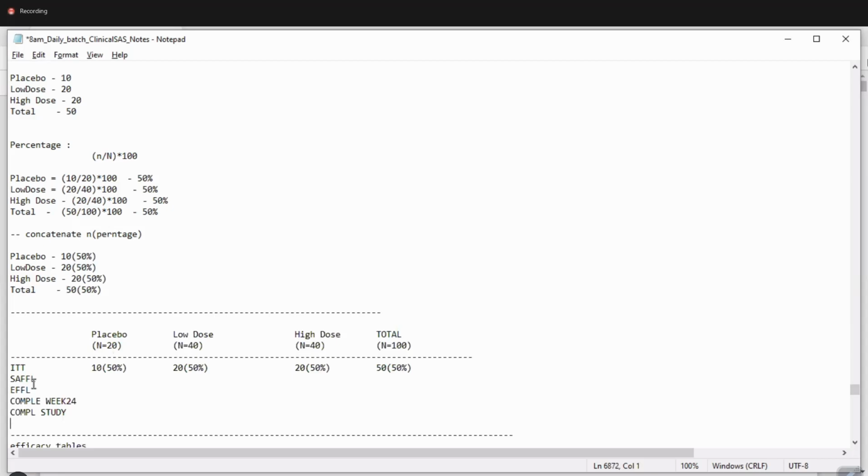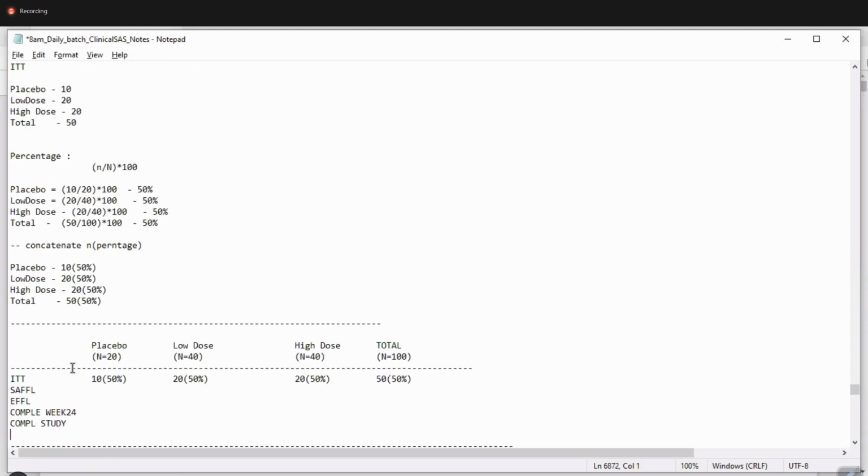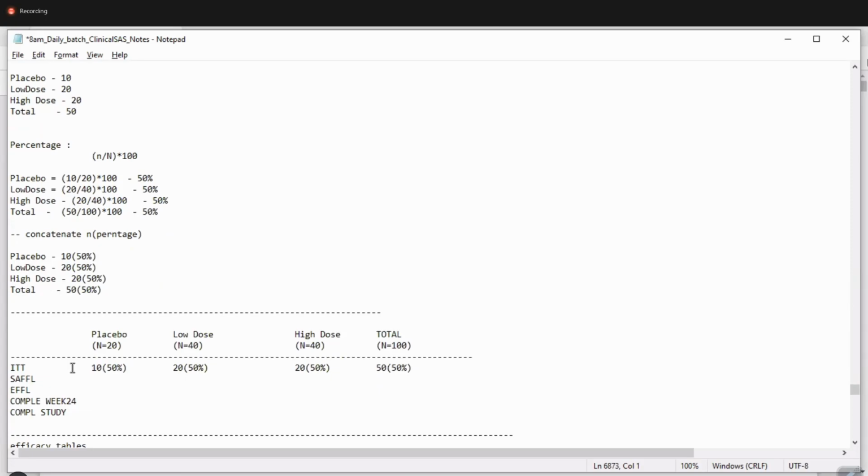If you have an efficacy flag, then next take the efficacy flag. So this capital N count will be constant. You don't need to change that derivation, it's not required. Only the small n derivation and percentages derivation will change for each row. Clear? This is how you have to approach any table derivation. Programmatically also I'll show you for one table.